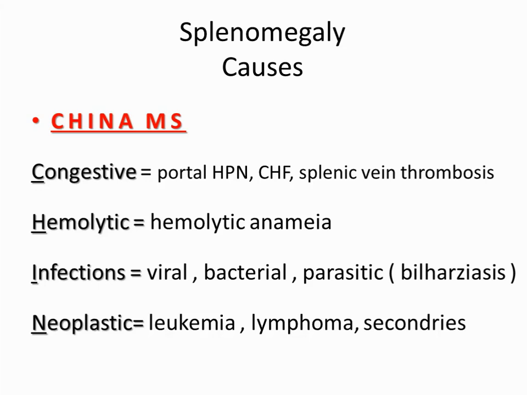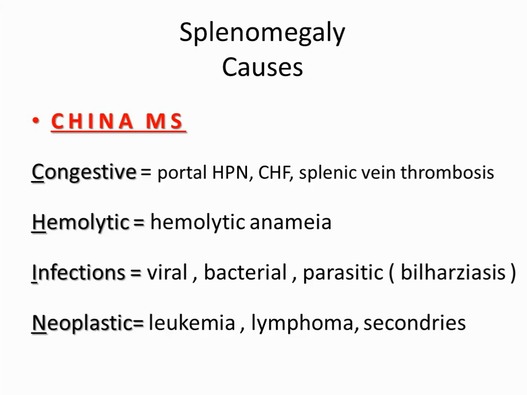Hemolytic anemias, like thalassemia. Thalassemia is one of the most common causes of splenomegaly, and thalassemia major leads to huge splenomegaly, with the spleen reaching the umbilicus. In hemolytic anemias like thalassemia major, the spleen enlarges.